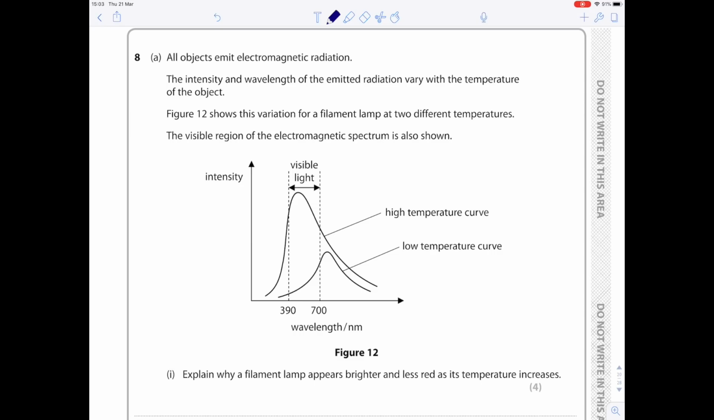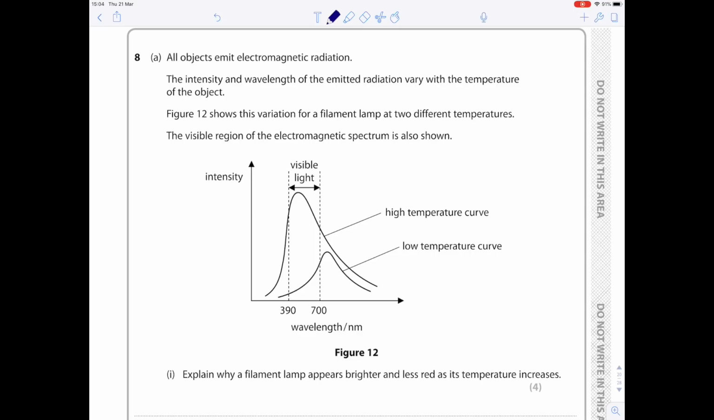8a. All objects emit electromagnetic radiation. The intensity and wavelength of the emitted radiation vary with the temperature of the object. Figure 12 shows this variation for a filament lamp at 2 different temperatures. The visible region of the electromagnetic spectrum is also shown. And we're being asked in part 1, explain why a filament lamp appears brighter and less red as its temperature increases.